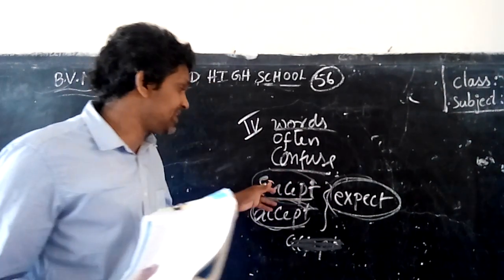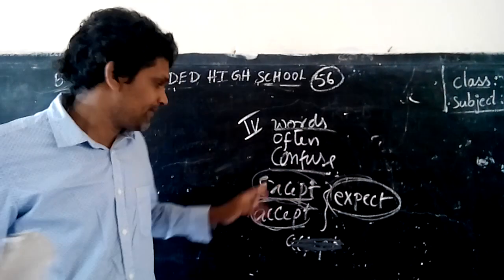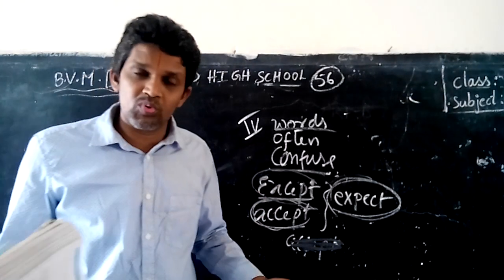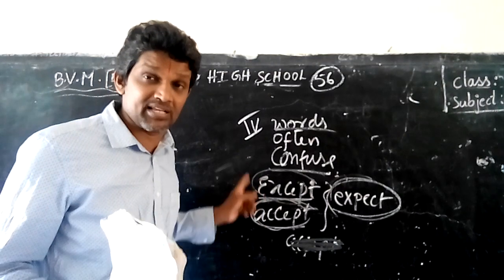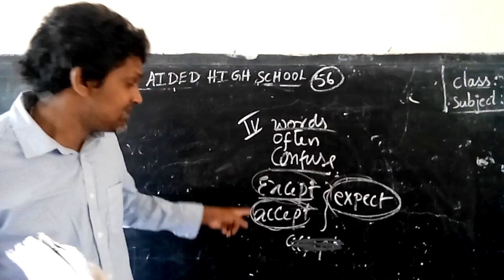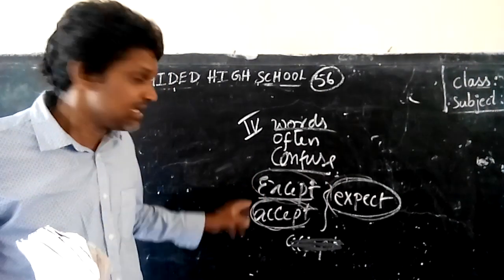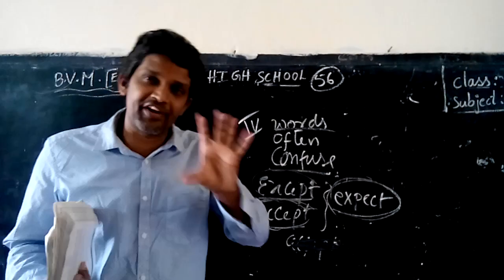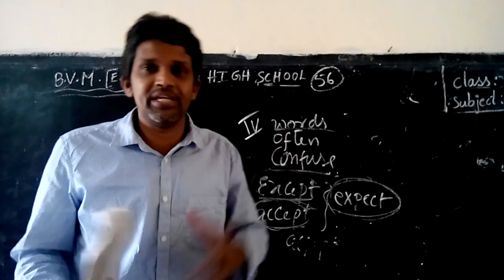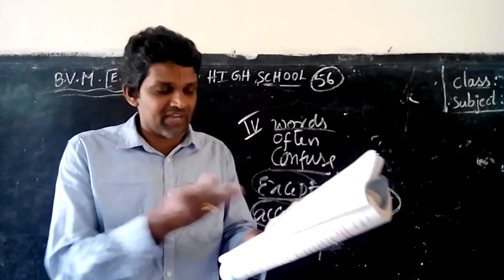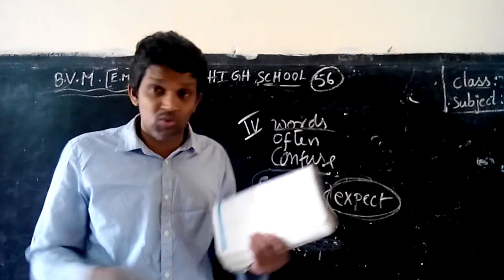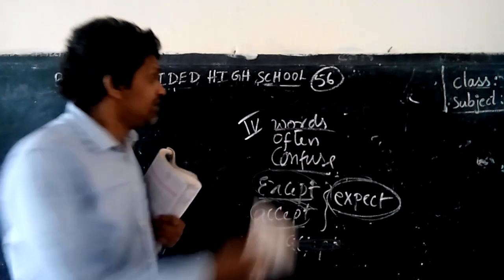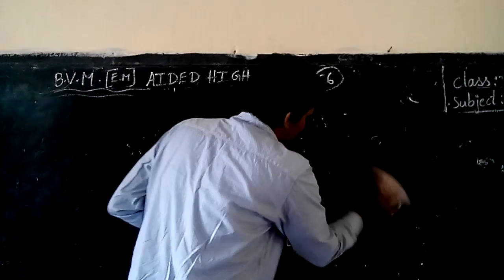So the first meaning is excluding. Accept means to allow, to agree. So there is a difference in meaning and also a difference in spelling, but the pronunciations are very close to each other. Some words are given in our textbook. I give it to you as homework. Today I am not going to explain them. So I give them as your homework.